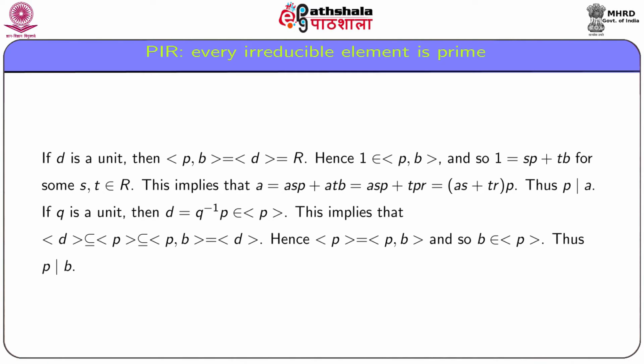If Q is a unit, then D becomes Q inverse times P, and hence D belongs to the ideal generated by P. This implies that the ideal generated by D is a subset of the ideal generated by P, which is again a subset of the ideal generated by PB, which is equal to the ideal generated by D. Thus, the ideal generated by P becomes equal to the ideal generated by PB, and so B belongs to the ideal generated by P, that is, P divides B. Thus, either P divides A or P divides B, and hence P becomes prime.